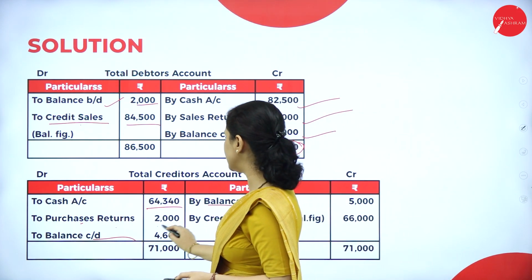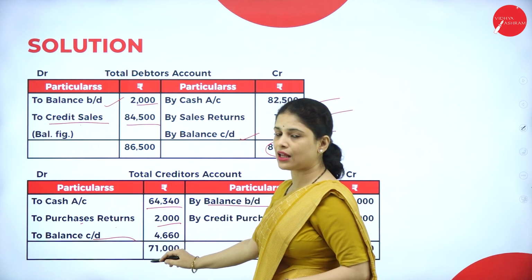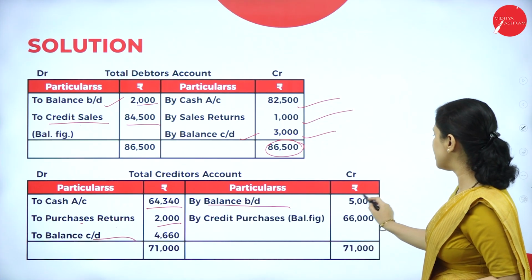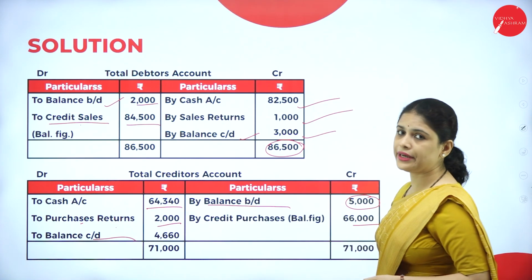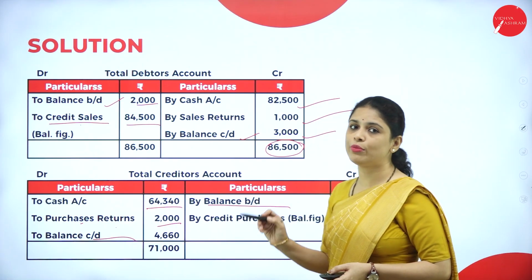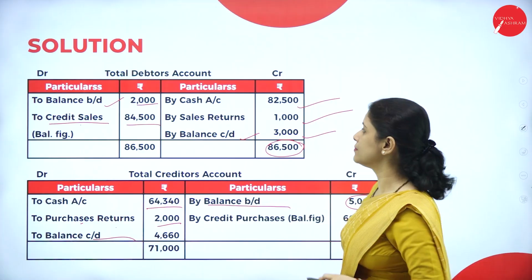How much is the purchase return? 2,000. So total here will be 71,000. Here 5,000 is the balance. So when we deduct it, what we will get? We will get the credit purchase, that is the balancing figure. How much is the credit purchase? Credit purchase will be 66,000.